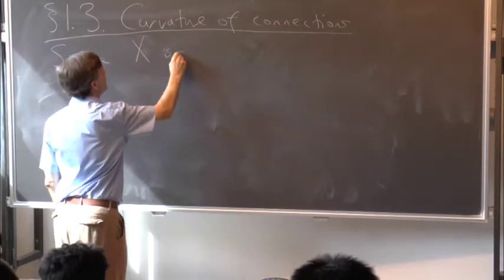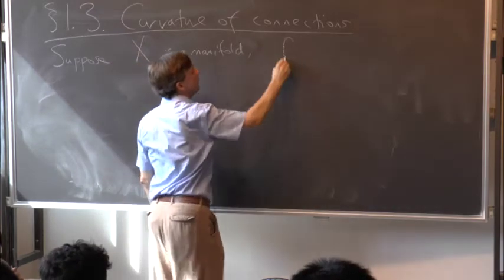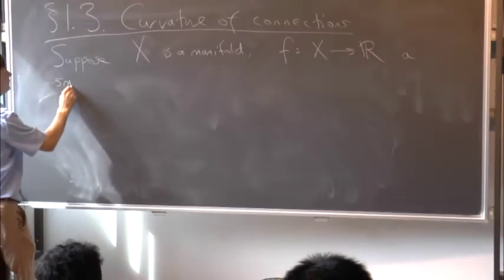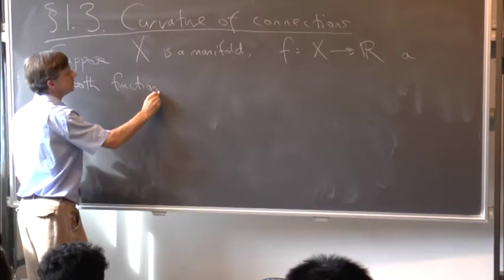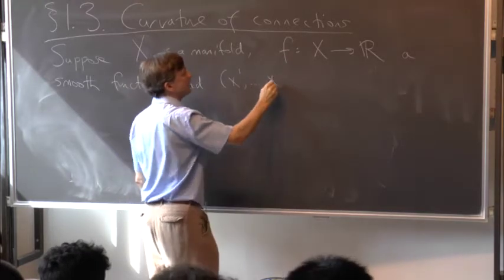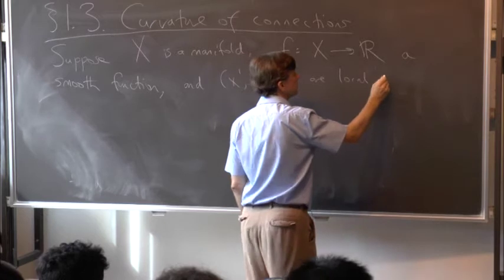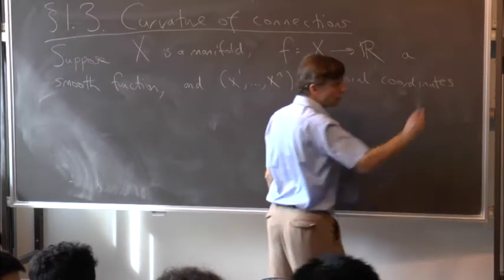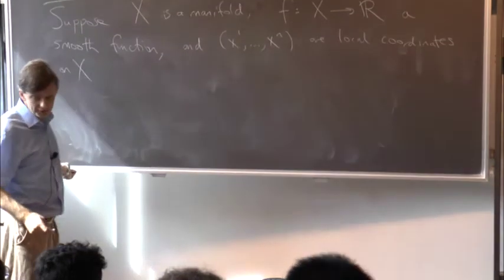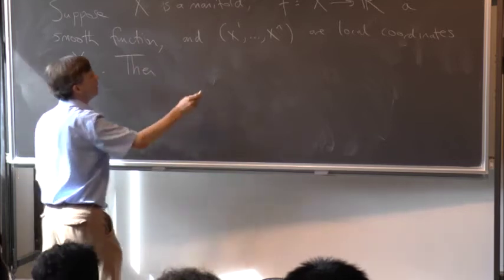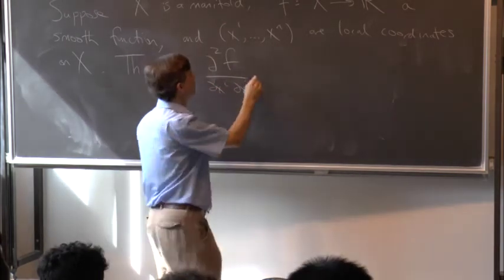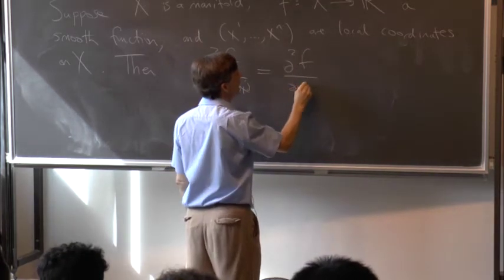So let's suppose X is a manifold and f going from X into the reals is a smooth function. And let's also suppose that x^1 up to x^n are local smooth coordinates on some open set in X. Then the second partial derivatives ∂²f/∂xi∂xj is equal to the second partial derivative ∂²f/∂xj∂xi.